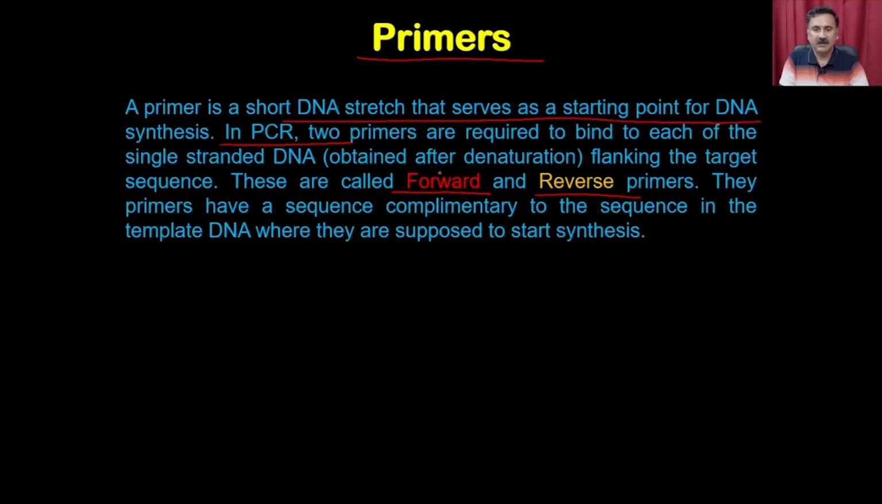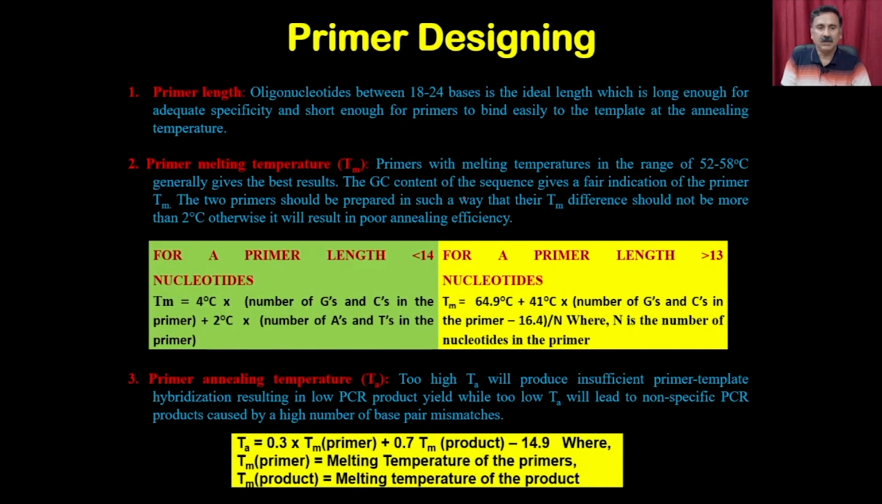So you have to design the forward primer and the reverse primer in such a way that they are going to give you the best amplified product. So what are the criteria you are going to adopt when you design the primer? First is the primer length. Primer length can be 18 to 20 bases and it is the ideal length, which is long enough for adequate specificity and short enough for the primer to bind easily to the template at the annealing temperature.